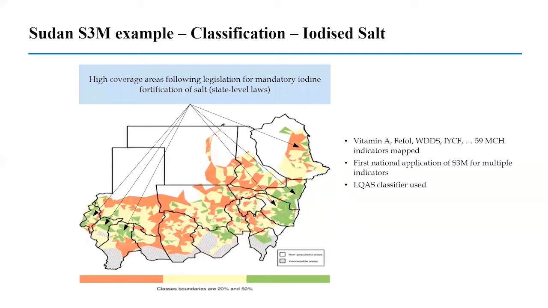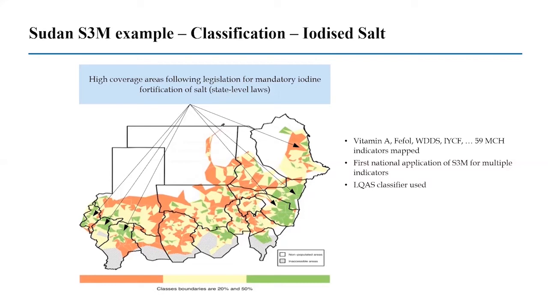Here's an example of a national S3M in Sudan, which we sometimes think of as North Sudan, but it is Sudan. Here we're looking at consumption of iodized salt. We've used an LQS classifier to classify whether the coverage is 20% or below, and those are the orange tiles. Tiles in which it is between 20 and 50% are yellow, and where we've got satisfactory coverage, which has been defined here as 50% or higher, they're the green tiles.